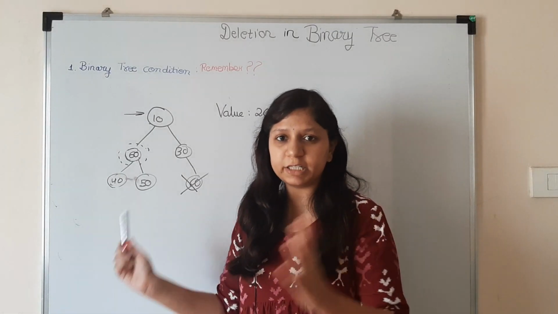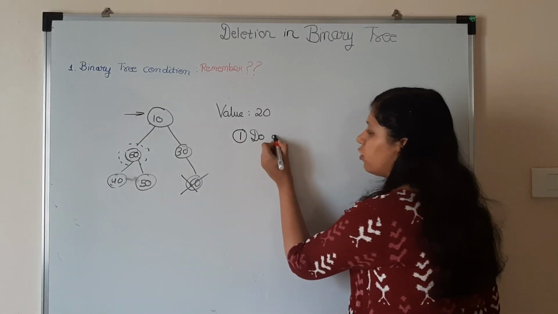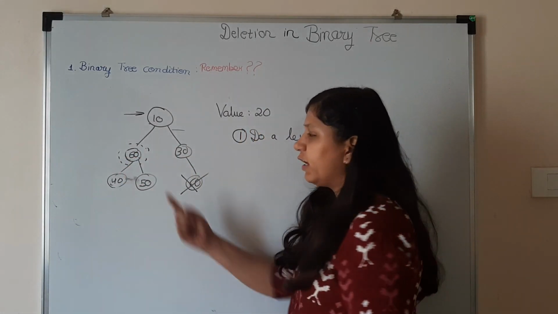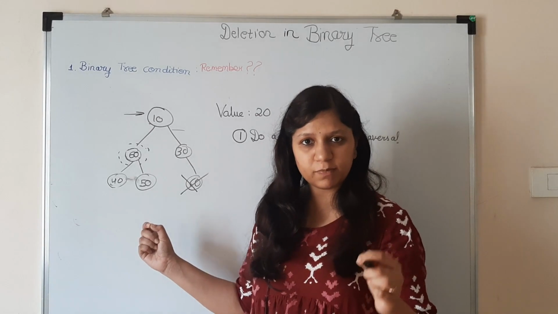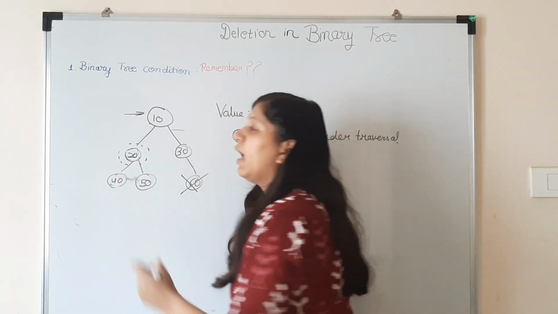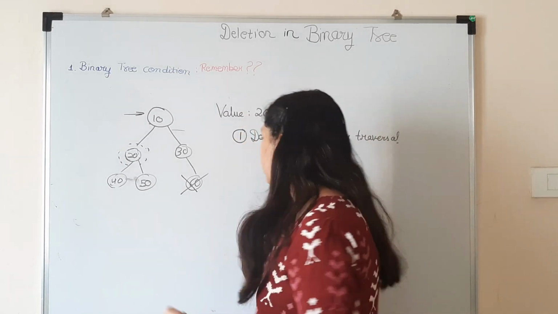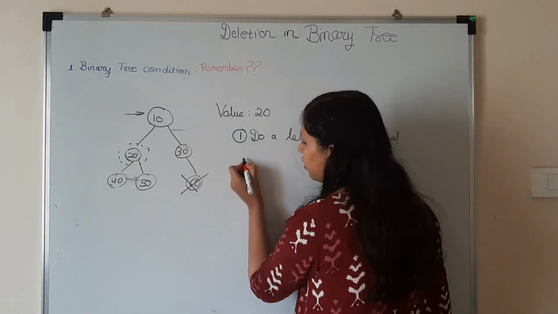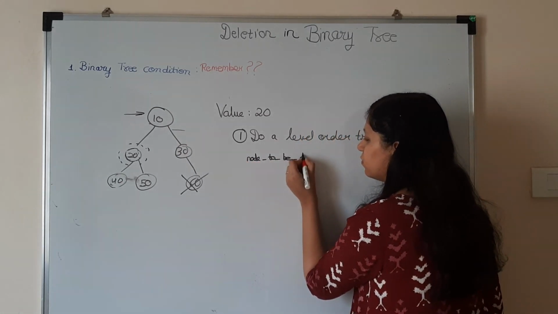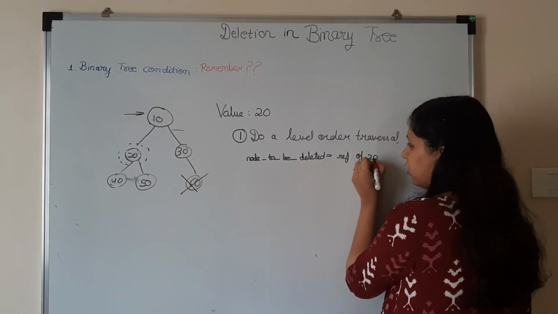So to sum up what I mentioned here, the first thing is to do a level order traversal. It will go level by level. Now when you are doing the level order traversal, always keep the search on: as soon as I find the value 20, I just need to keep the reference of it somewhere. Let's say you store its reference in node to be deleted. It contains the reference of 20 in our case.